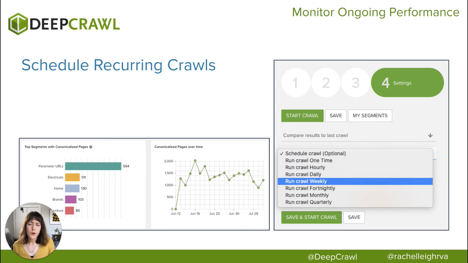DeepCrawl and a few other crawlers allow you to set up segments on URLs. So what I do is I set up a segment for my location pages, for my product pages, for my category pages, for my blog pages, and this allows me to see what specific technical issues apply to each subset of pages, so I can keep a close eye on those location pages.